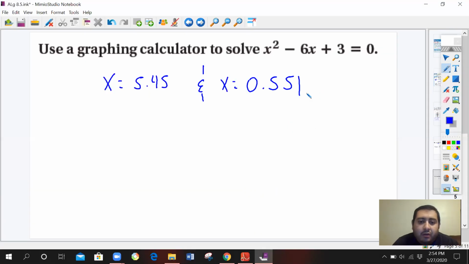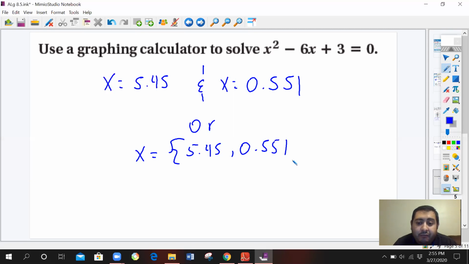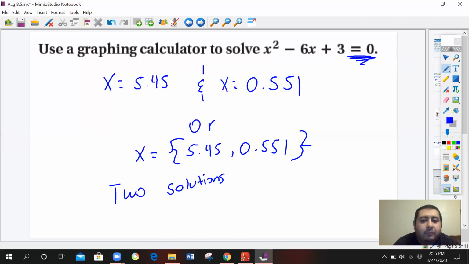You can also write this expression as x equals, again, brackets, 5.45, comma, 0.551, and then close the brackets. Again, since it's crossing twice, this means that this is considered two solutions. Only these two values make the statement true. That's going to provide you a 0. Let's go ahead and move forward to the next question.